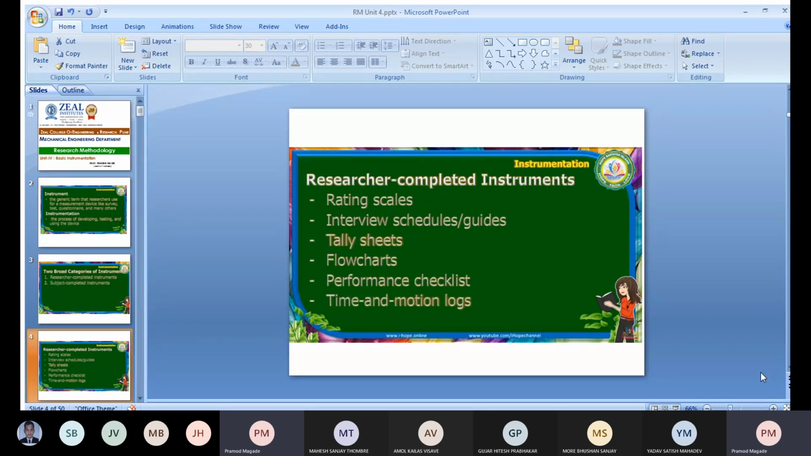So these are, indirectly, what we call related to the measurement, and we can say that it is a measurable device and it comes under completion of the research from the instrumentation point of view.